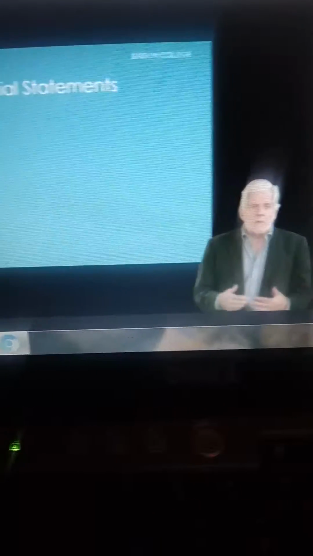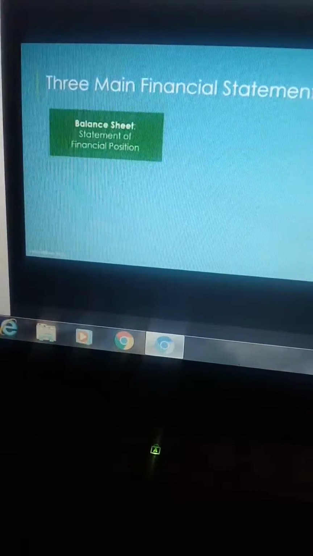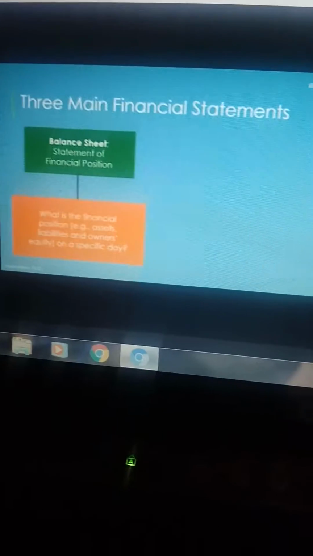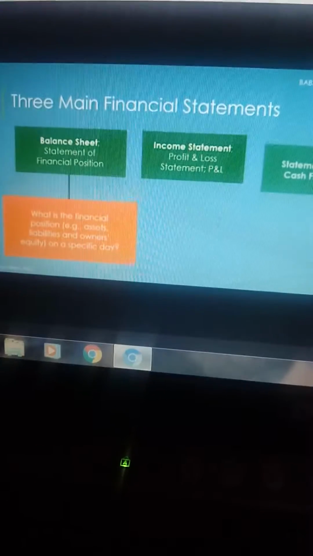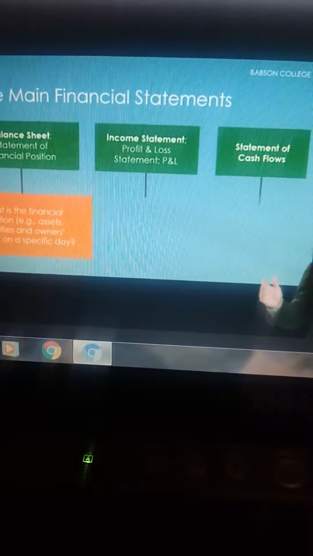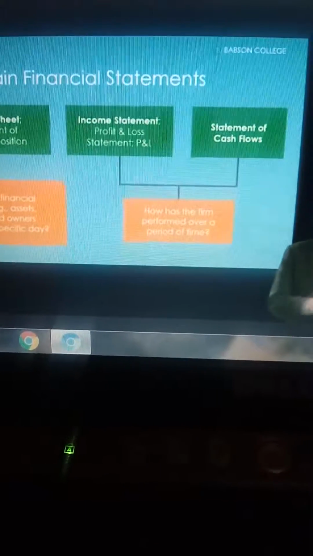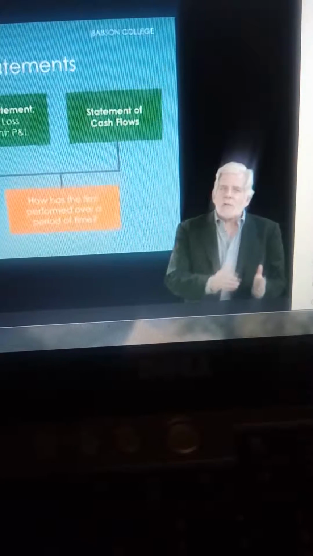The balance sheet, or statement of financial position, is a listing on a given date of the assets, liabilities, and stockholders' equity accounts. The income statement and statement of cash flows provide information for a period of time that tells how well the firm has performed during that specific period. Now let's look at each one more closely.